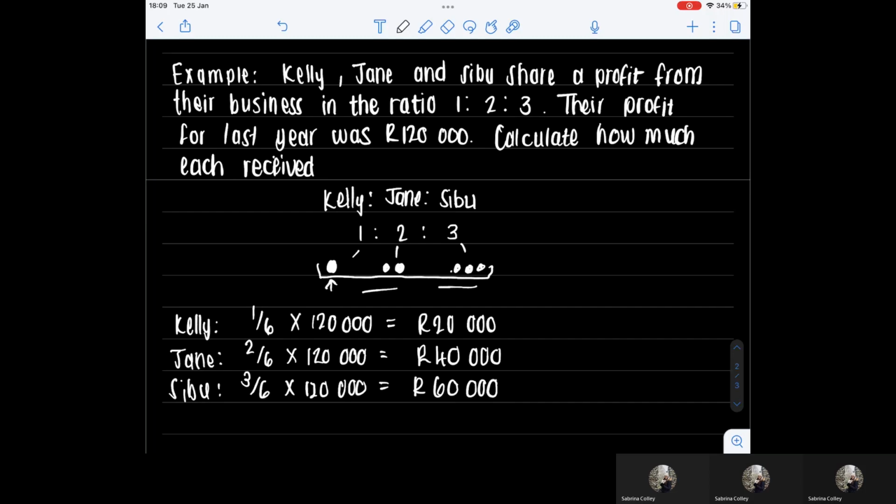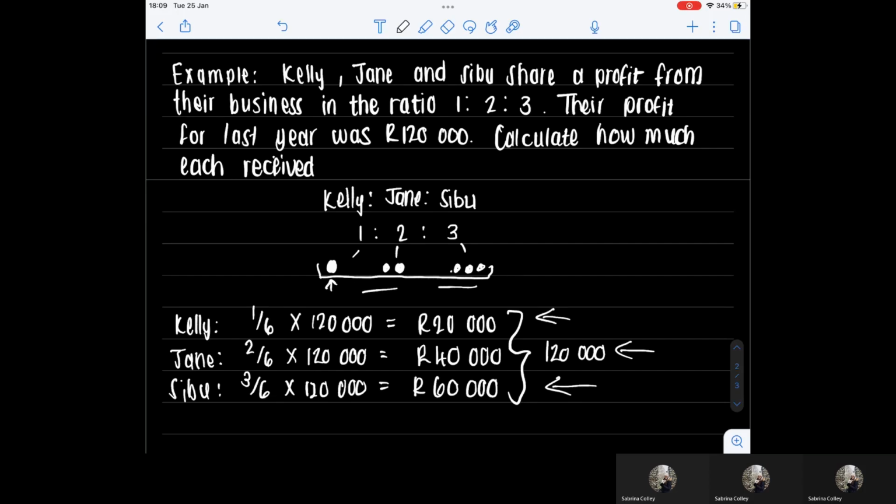So I've sectioned it out nicely according to their ratios, because if I add all these together, it's going to give me 120,000. So I've given 20,000 to Kelly, I've given 40,000 to Jane, and I've given 60,000 to Sivu because it goes along with their ratios, right?